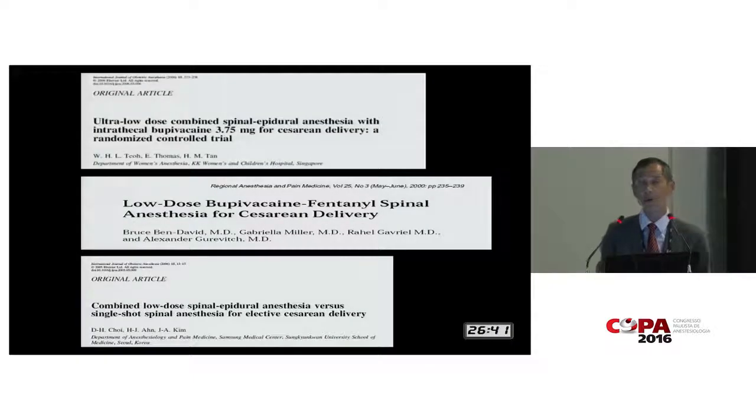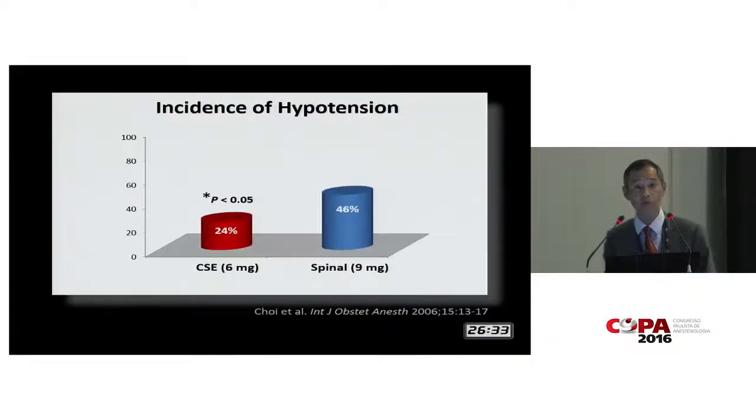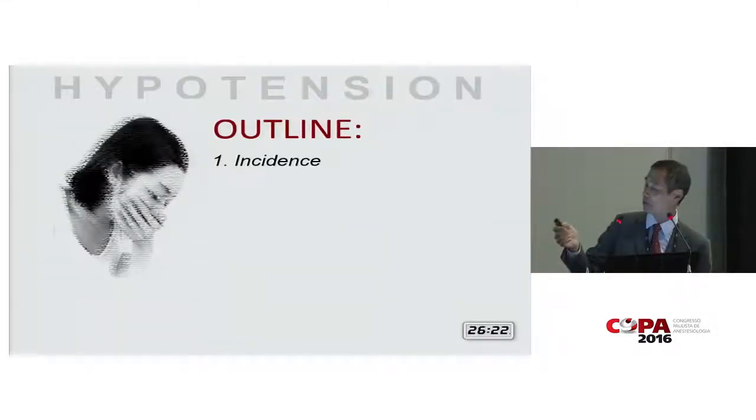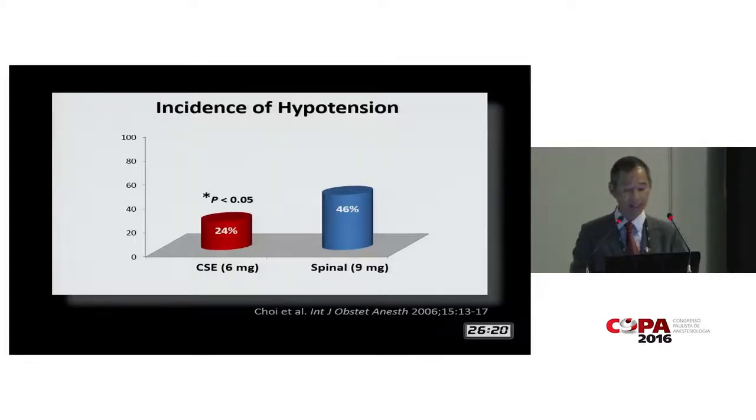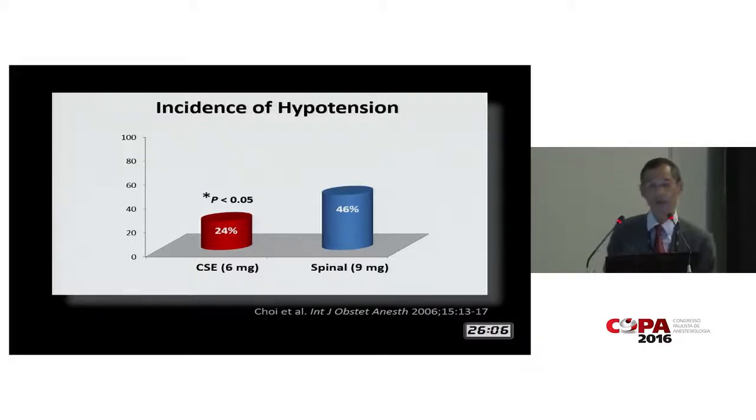And there have been a number of different studies looking at this. Here are some examples. The one example I will choose is the study that comes from Korea by Choi and colleagues. And you can see here they compared on the left-hand side a low-dose CSE technique, compared with the right-hand side a higher dose spinal, and you can see comparing the red with the blue that the incidence of hypotension is much lower if you use a lower dose in your spinal. So that's a very easy technique that we can often use, and we use this technique particularly in patients with heart disease.